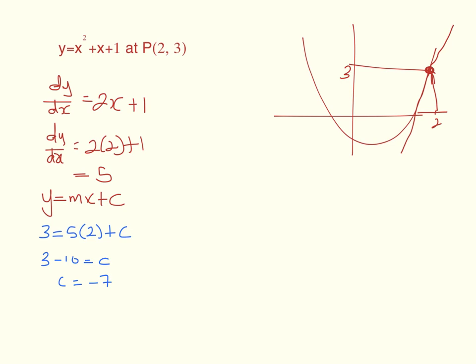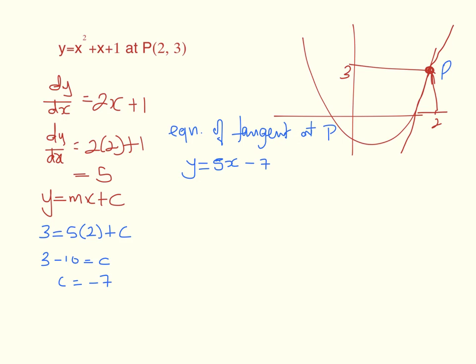Now that I know that, I can now say that the equation of my tangent at this point P, I probably should have labeled it there as P, is y equals 5x minus 7. And that is done. Yeah, 5x minus 7.